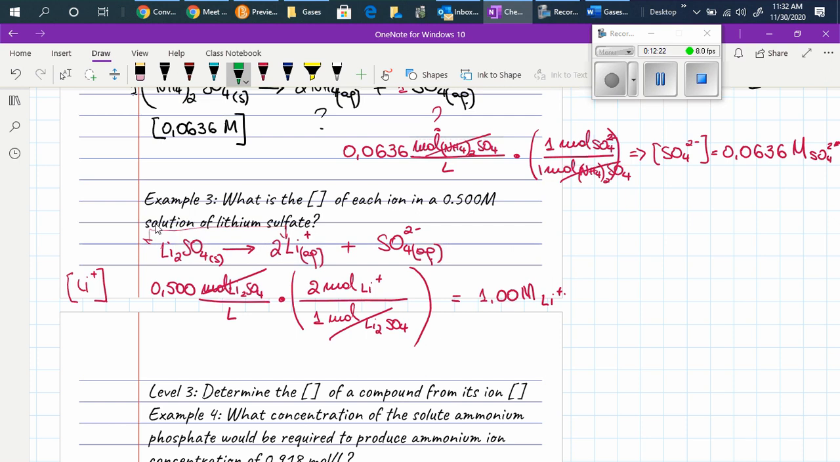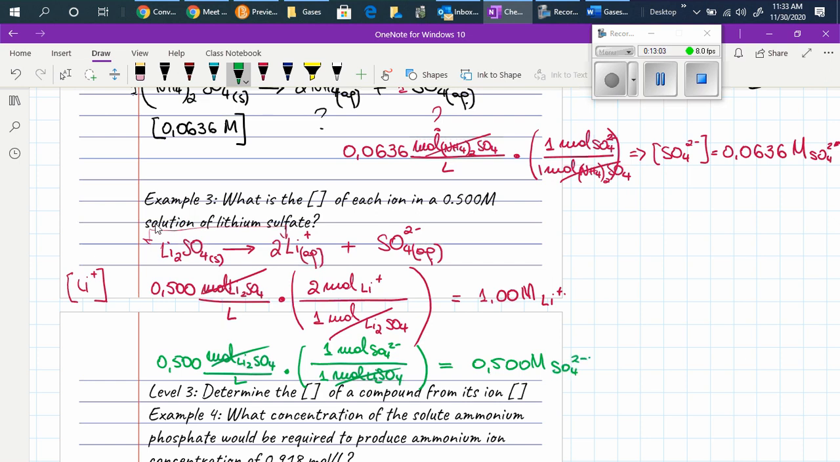And when we are calculating the molar concentration of sulfate, we start again with what is given, moles of lithium sulfate over liter, because this is the concentration, times. Now the ratio is 1 to 1, so 1 mole of lithium sulfate over 1 mole of SO4. So then we will have 0.500 molarity of sulfate.